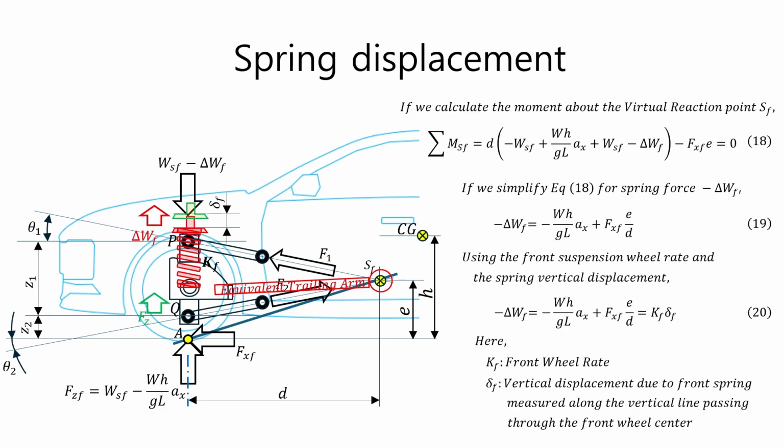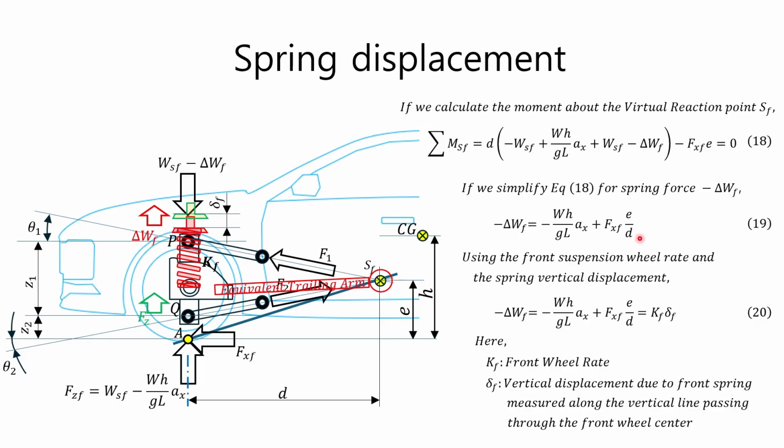For a vehicle with a front-wheel drive solid axle, let's find the front spring displacement based on the front wheel center. To do this, we need to find the relationship between the front-wheel drive force Fxf mentioned above, the vertical dynamic load, and the force acting on the front spring, delta WF. Here, delta WF is the front spring force converted to the force acting along a line perpendicular to the road surface passing through the wheel center. If we calculate the moment about the virtual reaction point, SF, we can obtain equation 18. If we simplify equation 18 for delta WF, we can obtain equation 19.